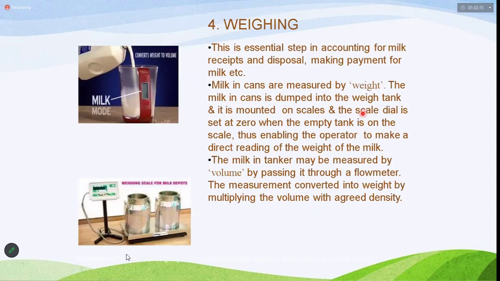So weighing is an essential step according to the milk receipts and the disposal, for making payment for the milk. Milk in cans is measured by weight. The milk in cans is dumped into the weigh tank, mounted on scales, and the scale dial is set to 0.